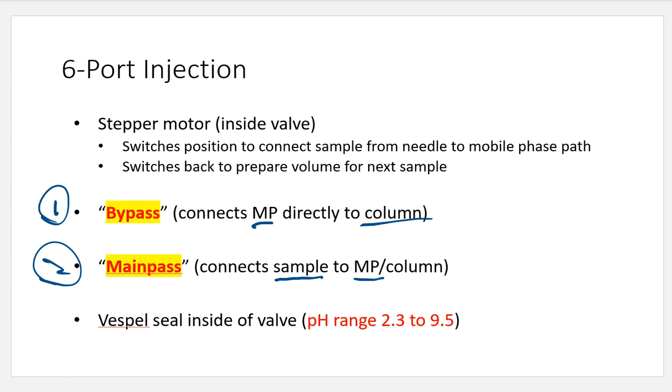Now that valve on the inside switches back and forth, back and forth. It closes off one route, opens up another route. Then when it gets done injecting, it closes that back off, goes back to mobile phase. So it constantly switches back and forth between the bypass and main pass in order to get this action to complete. Well, that valve has a seal, and like most of the seals inside of a pump, the seals inside of the analytical head, the seals inside of this valve, these seals are pH dependent. And the pHs are really between 2 to 9.5.